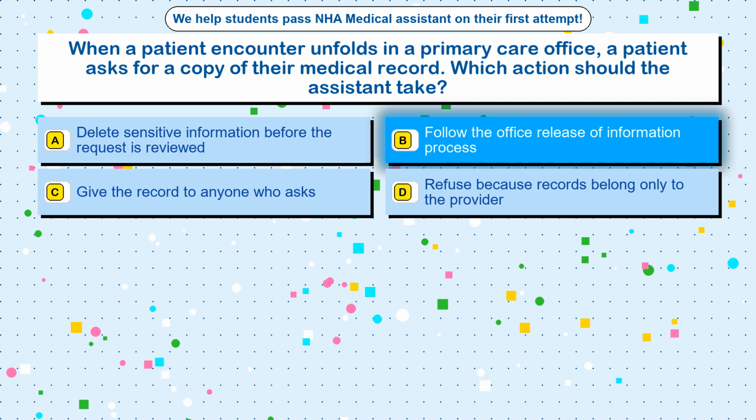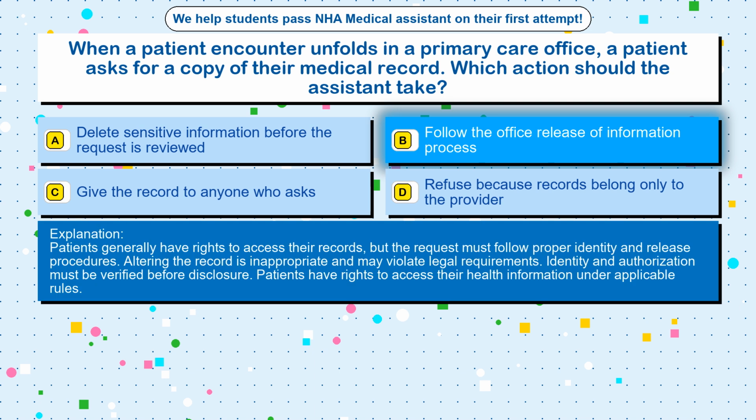The correct answer is option B, follow the office release of information process. Patients generally have rights to access their records, but the request must follow proper identity and release procedures. Altering the record is inappropriate and may violate legal requirements. Identity and authorization must be verified before disclosure. Patients have rights to access their health information under applicable rules.